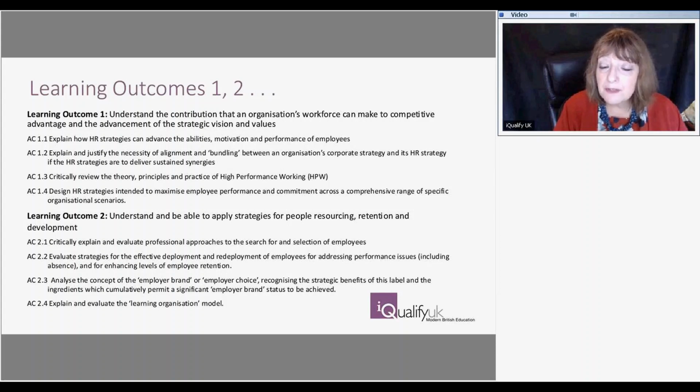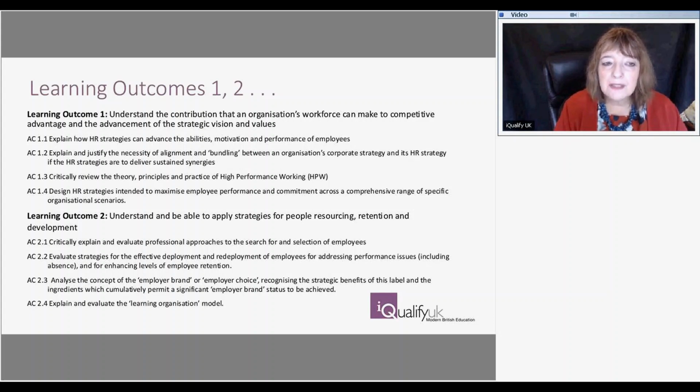Those are divided into what we call assessment criteria. Those assessment criteria are the ones that you really do need to focus on, because they're the ones that you have to meet within your assignment. So the first one, 1.1, was: explain how HR strategies can advance the abilities, motivation and performance of employees.